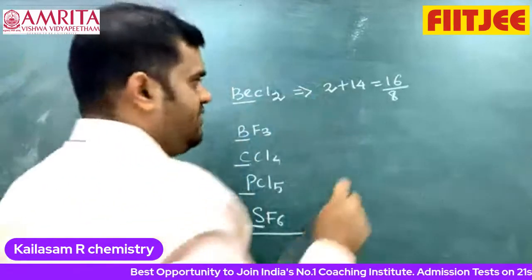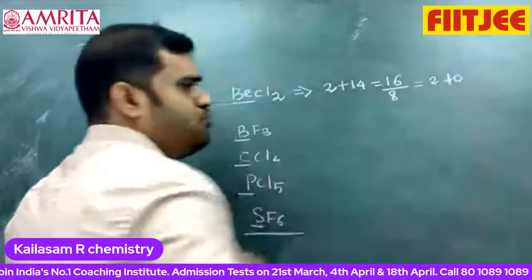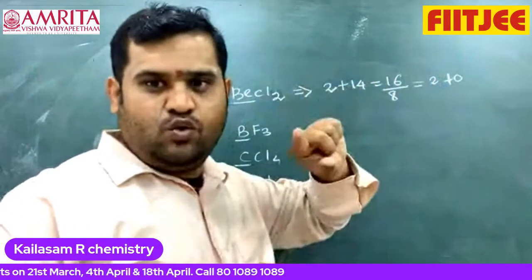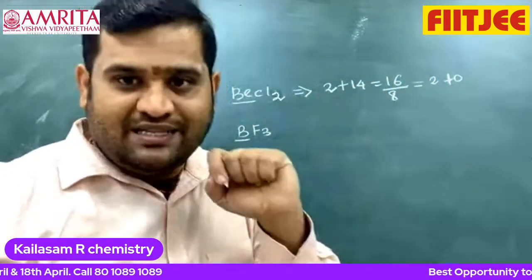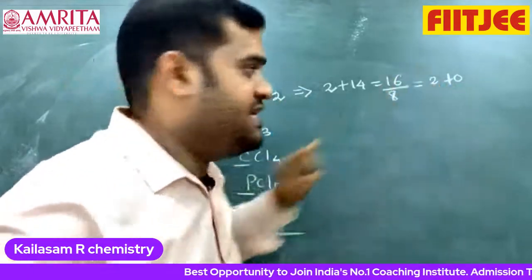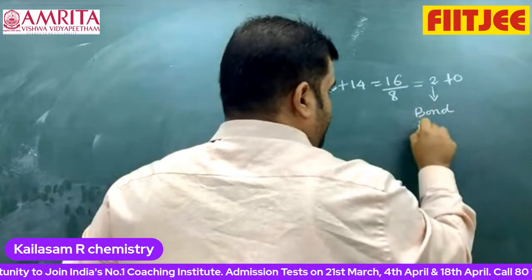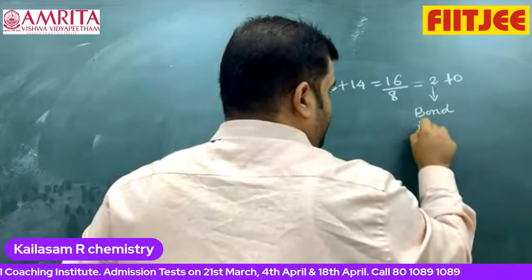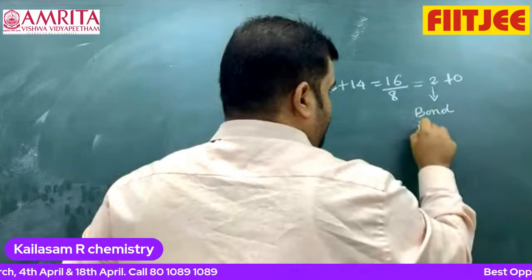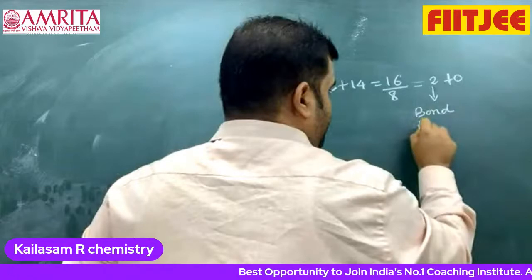You divide by 8, look at this, and I'm going to have 2 plus 0. What is the meaning of 2 plus 0? Please understand. 2 eights are 16. Remainder is 0. That means when the remainder is 0, there is no lone pair. This 2 indicates bond pairs. Now I'm writing this: bond pair. That means it has only 2 bond pairs, Be and Cl.